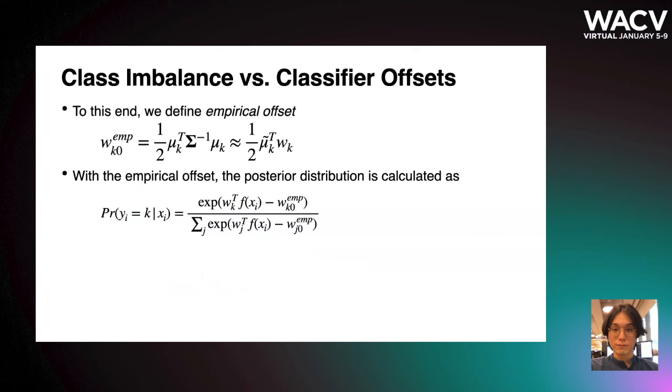To this end, we define the empirical offset. As you can see, the prior information is removed. Since the training process contains the prior information, we cannot obtain this by training. We calculate it. So we calculate it using the trained weight vectors and the feature mean of each class. Then we can calculate the posterior distribution of sample x_i with the empirical offset. Note that we should subtract the empirical offset by the definition.